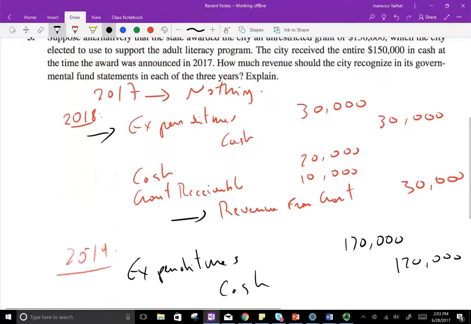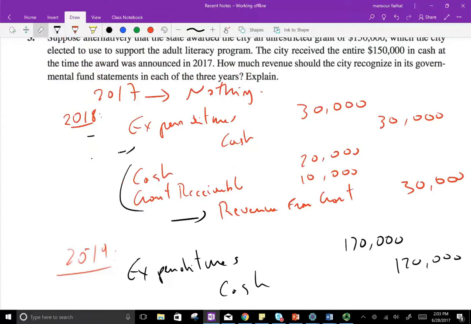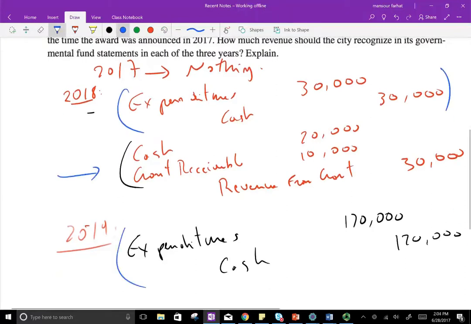Hopefully this makes sense. And notice, it's the same thing that we did earlier. Same exact thing. Notice here, we recorded the expenditure before we recognized the revenue. And we're going to have to do basically the same thing here. Before we recognize the revenue, we have to incur the expenditure.